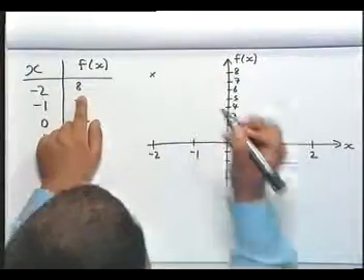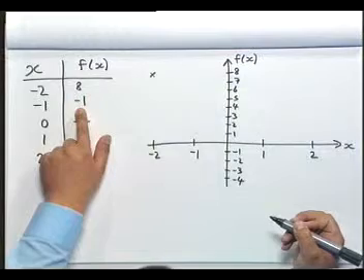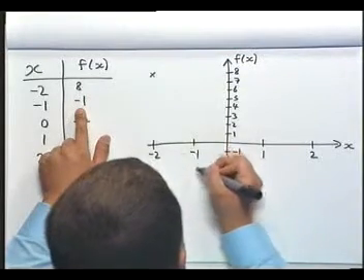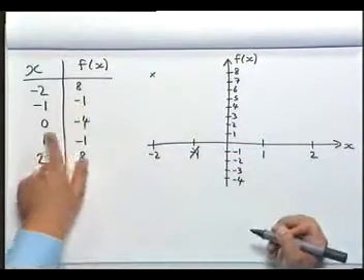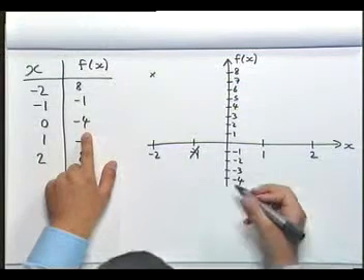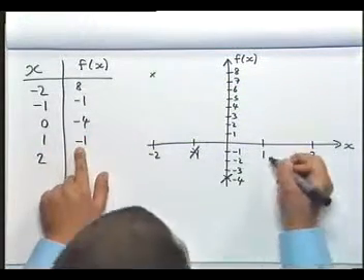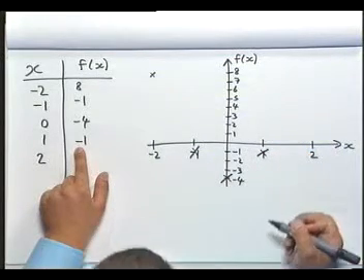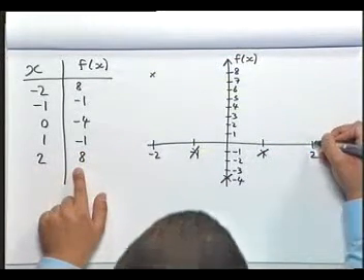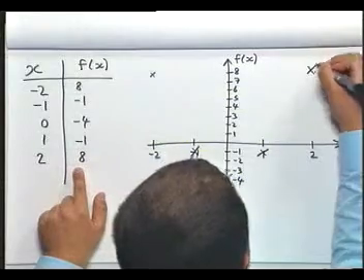So our first point is minus 2, 8. So we can put that up here. Our second point, minus 1, should appear down here. 0 and minus 4, which will appear down here. 1 and minus 1, appear over there. And 2 and 8, which will appear up here. And we can see we can draw a smooth curve through these points, which will be the graph of the function.